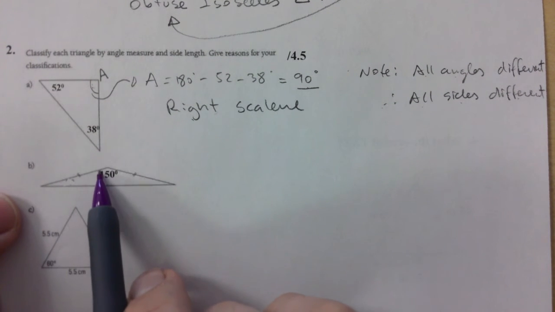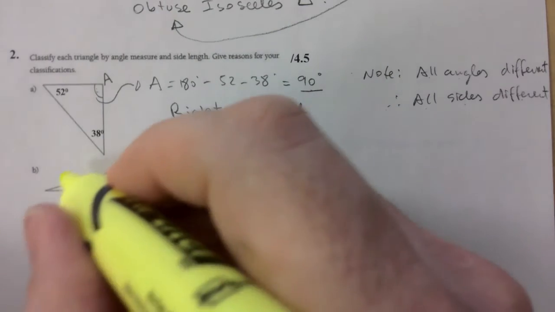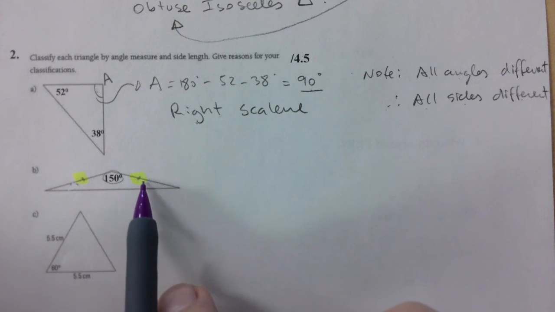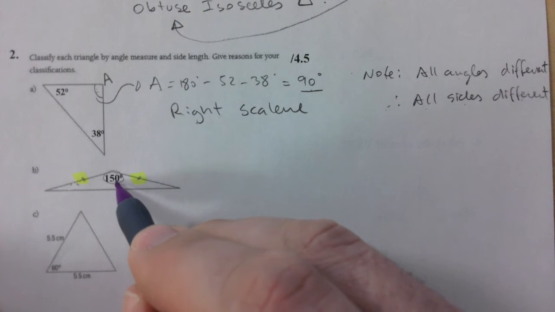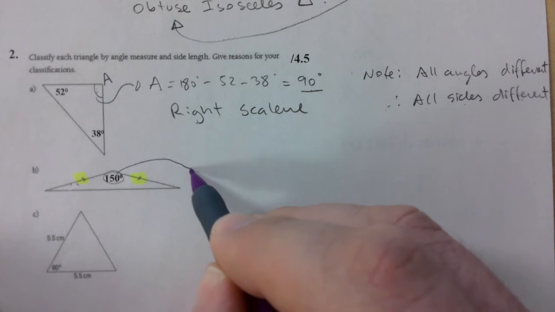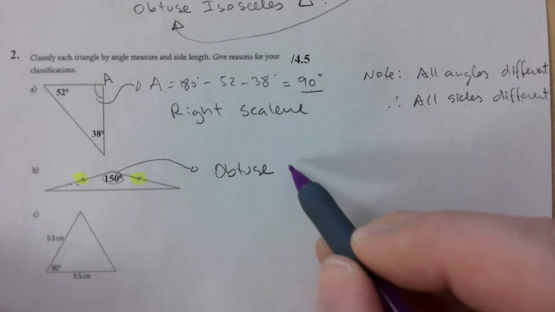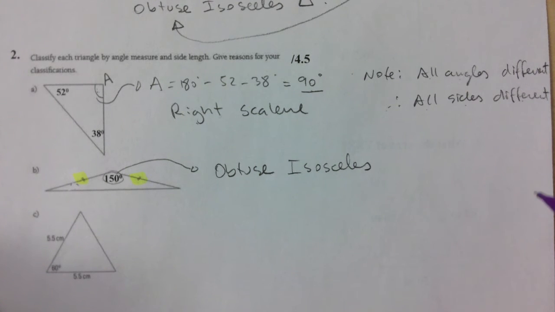Next, this one right here, I'm telling you that the top here is 150, and I don't know if you see the markings, right? We know for sure this is an isosceles, for sure. And we have one bigger than 90. As soon as you have one bigger than 90, you can start saying obtuse isosceles, right? Because of that, we're done.